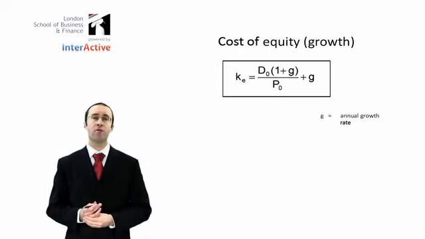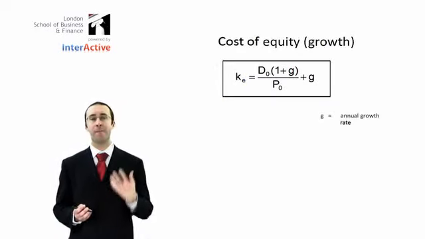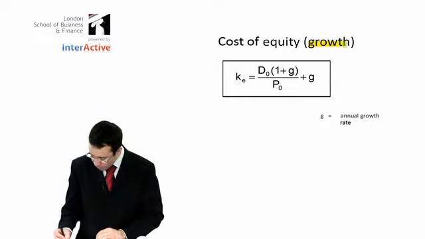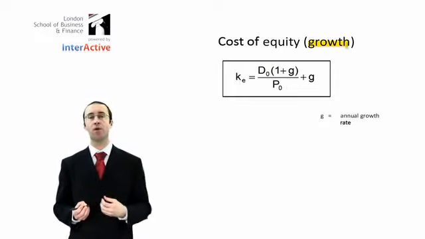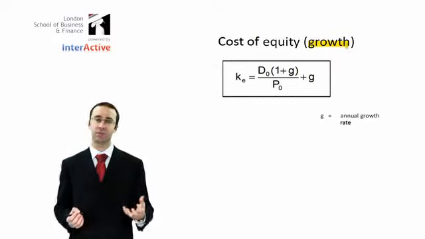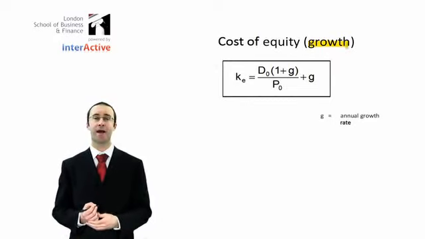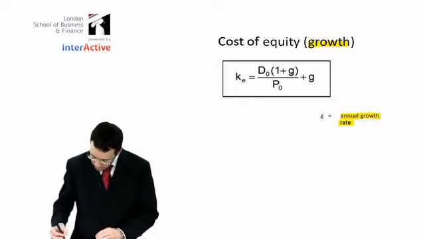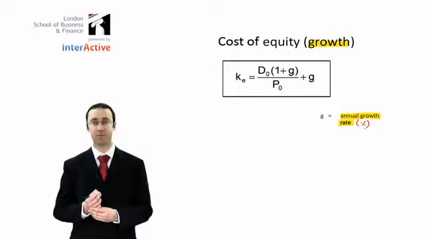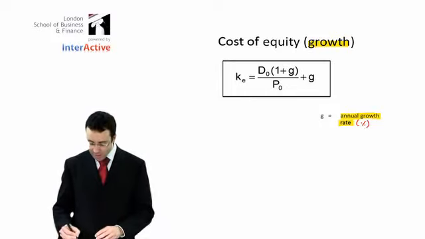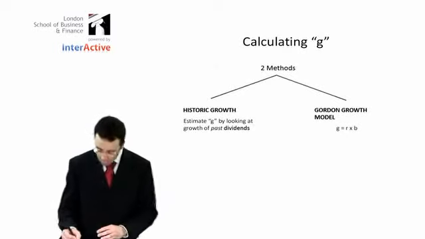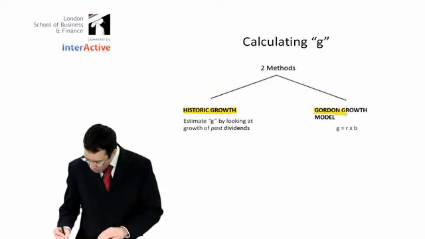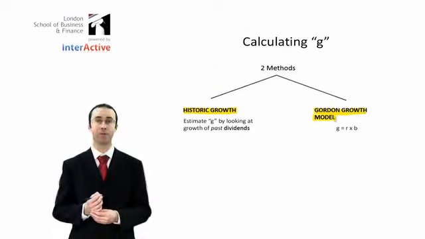If we start to incorporate growth into our cost of equity, we end up with your familiar formula for your cost of equity, incorporating growth. So K is D0 (1 plus g) over your price, remember still ex-div, and then we add on our growth rate. Here g is our annual growth rate, as a percentage. In terms of calculating our growth rate, you've got two methods: first, our historic growth, and then we've got Gordon's growth model.